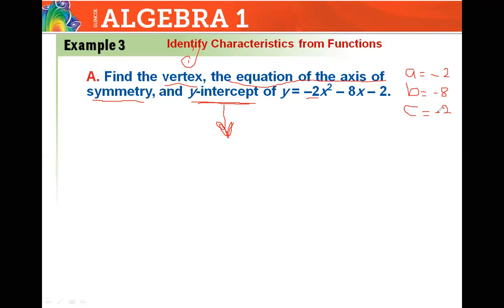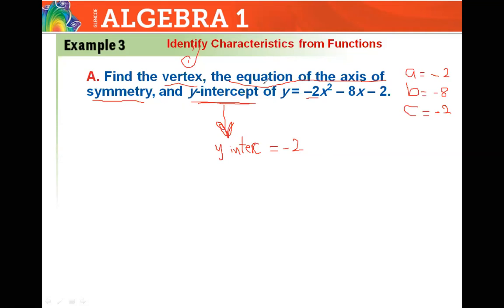If we need to find the y-intercept, it's very easy. It's the value of c. So the y-intercept, Ali, is equal to? Negative 2. Yes, the y-intercept is the value of c, or the value of the absolute term, which is negative 2. So now we have the y-intercept, negative 2. This is the last requirement. We will go from the end to the first requirement.